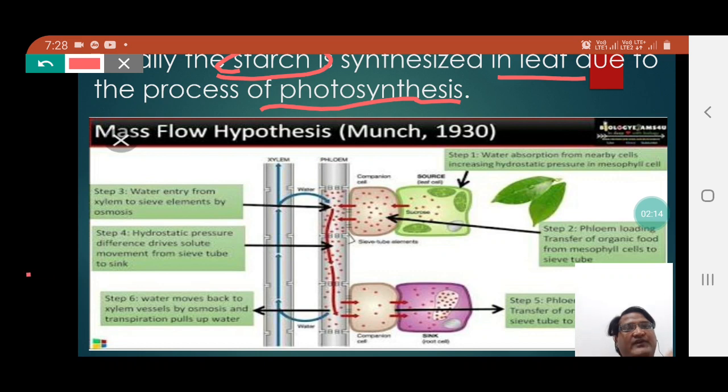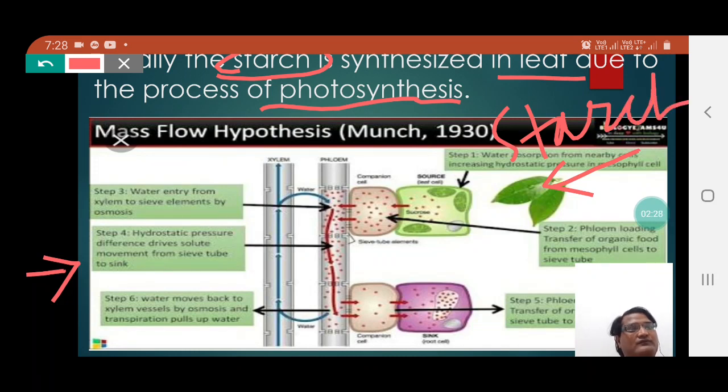So students, this concept we can understand with the help of this picture, where this leaf shows the generation of starch in it by the process of photosynthesis. Now students, the starch which is synthesized in the leaf has a very low concentration of water, so we can say it is very concentrated in nature.